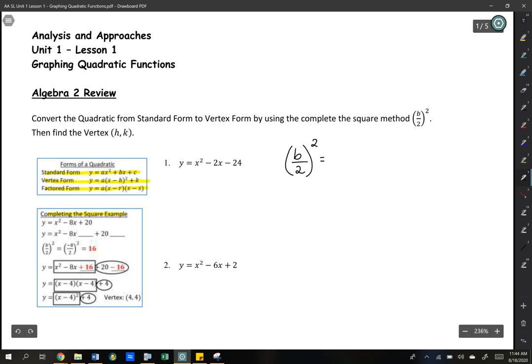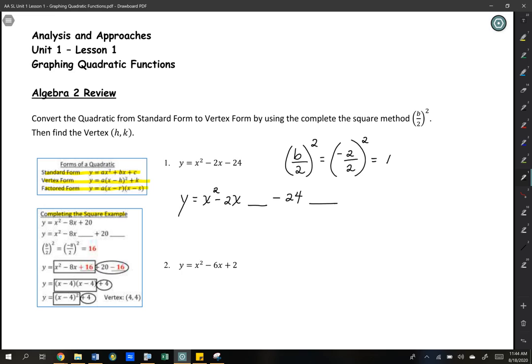So in this case, b is -2. And that's going to give us -1 squared, or 1. So that's the value we're going to need to complete the square. So let's see here. In order to complete the square, I'm going to leave a place. I'm going to do my -24, and then I'm going to leave another place. Now, we have determined that the completing the square value is +1. So I'm going to go ahead and write in +1.